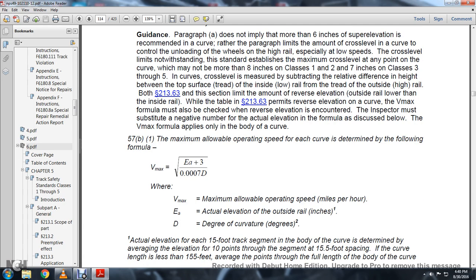Section 213.57(b)(1): The maximum allowable operating speed for each of the curves is determined by the following formula. Vmax, the maximum allowable operating speed in miles per hour, is equal to the square root of the actual elevation of the outside rail in inches divided by 7/10,000ths of an inch times the degree of curvature.